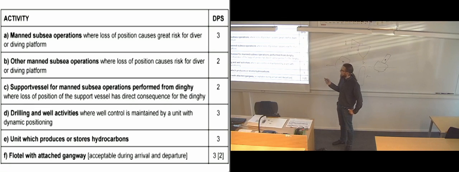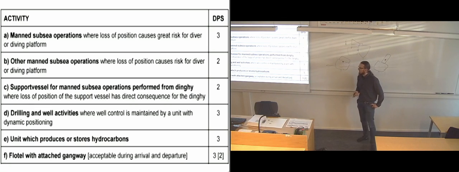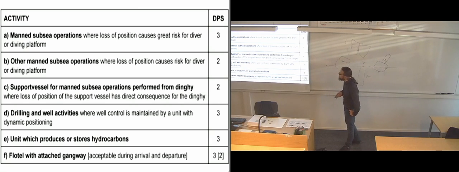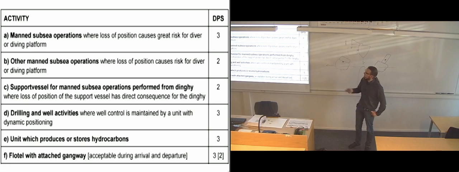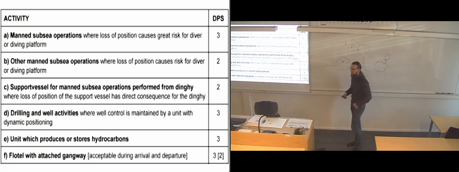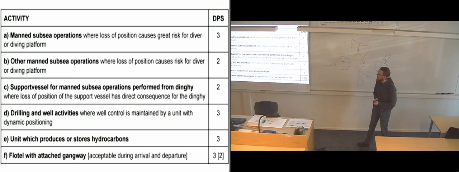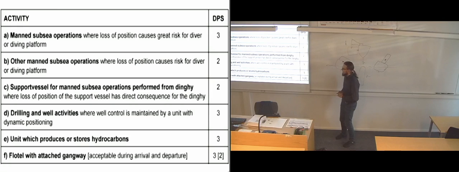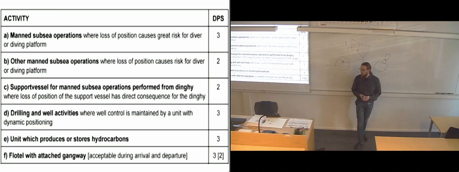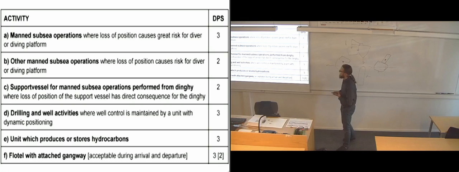Other manned subsea operations, where loss of position causes risk for a diver or diving platform, we can go down to a 2. So the difference between these two is, of course, great risk and just risk. How do you define great risk and risk? How do you separate those two? That has to be defined, and it is defined in a different location in the rules and regulations. So the definition isn't a part of the table setting it up.